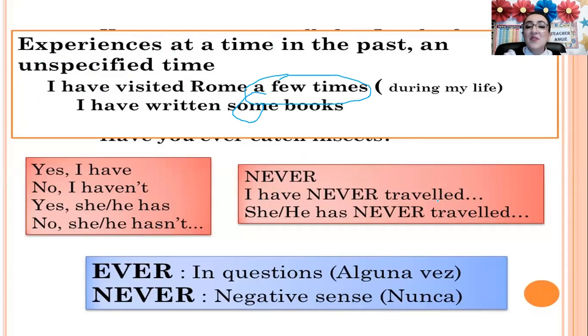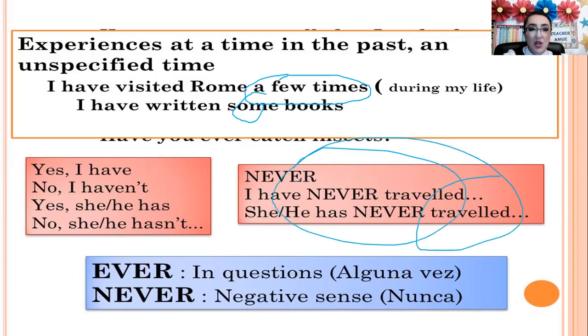I have never traveled. Nunca he viajado. She or he has never traveled. Él nunca ha viajado a. María has never traveled to Cancún, for example. Nunca, ¿no? Desde el pasado hasta ahorita, nunca lo ha hecho. Ever.